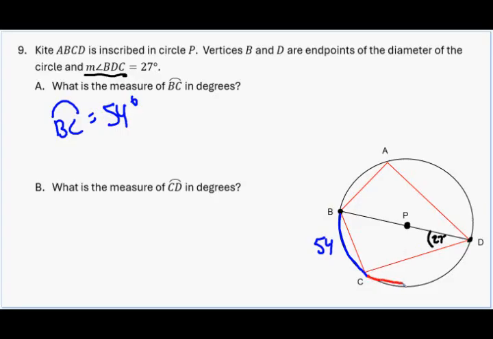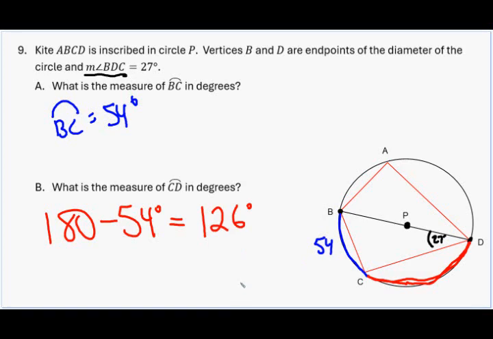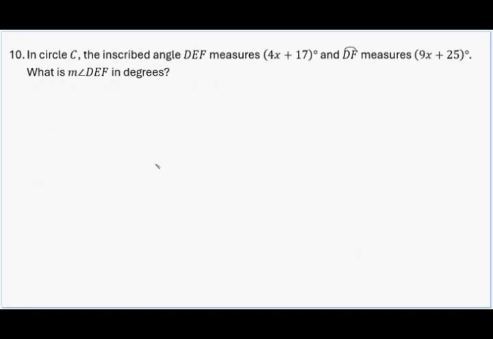Well, here's CD. Those two together, the blue and the red, would make half a circle. Half a circle is 180. We've already used up 54 degrees for BC, so the leftovers are 126 degrees, and that problem is done. Number 10.